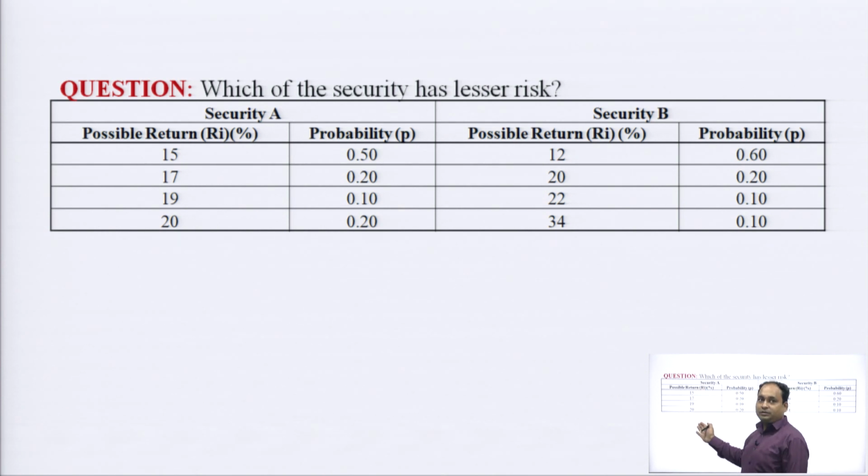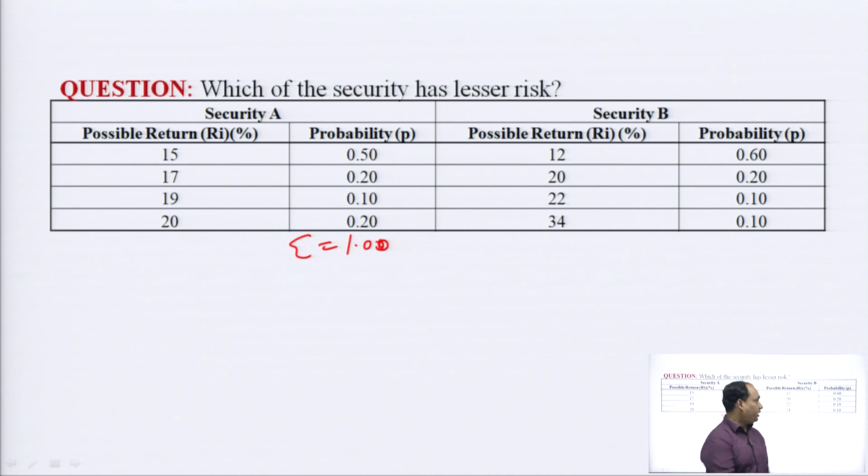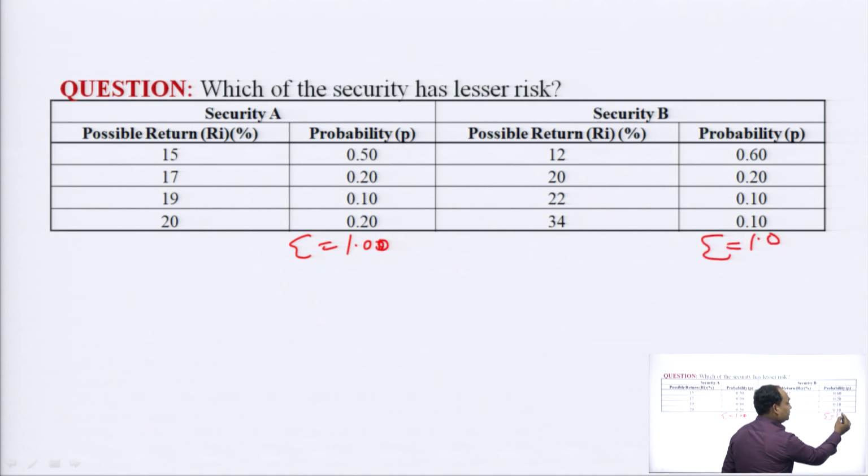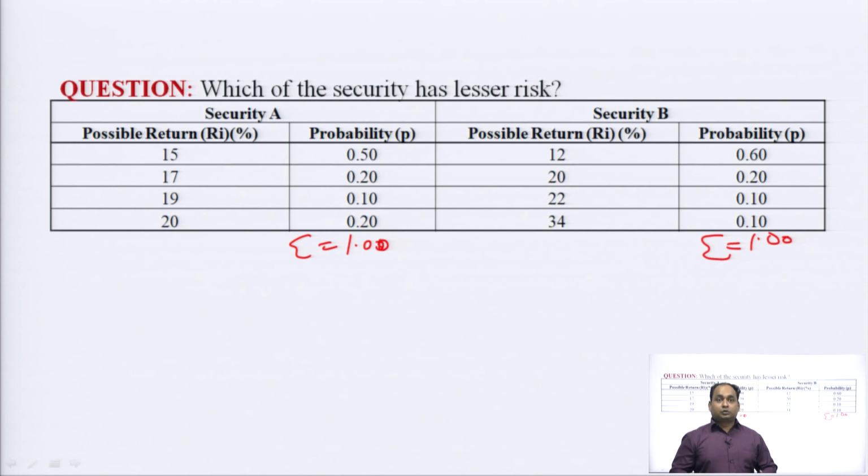There are various possible returns from a security and various probabilities of getting those returns. The total of these probabilities is 1. The same holds for security B: various possible returns and probabilities, with a total of 1. We have to compare the two securities: in which one does the investor feel lesser risk and in which more. As per the risk appetite of the investor attached with the particular security, an investment is made.